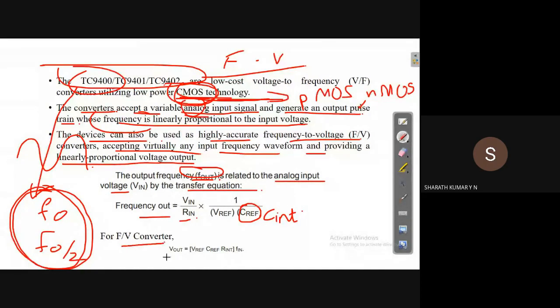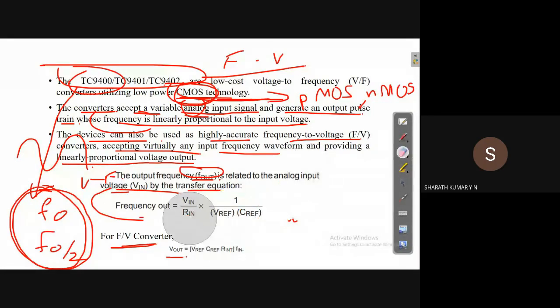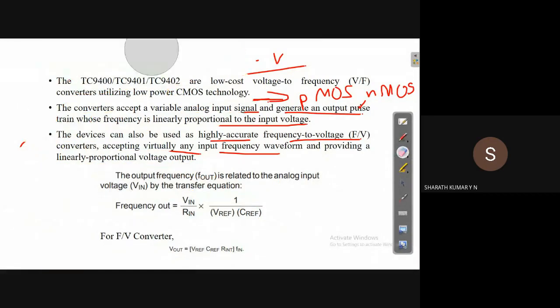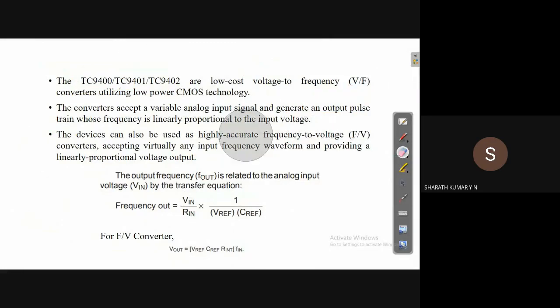Frequency to voltage converter. Okay, this is the voltage to frequency converter. In a frequency to voltage converter, output voltage is proportional to Vref, Cref, Rint and Fin, that is input voltage frequency. So the same ICs 9400, 9401, 9402 can be used as a frequency to voltage converter as well as voltage to frequency converter. I think that's the end of this.